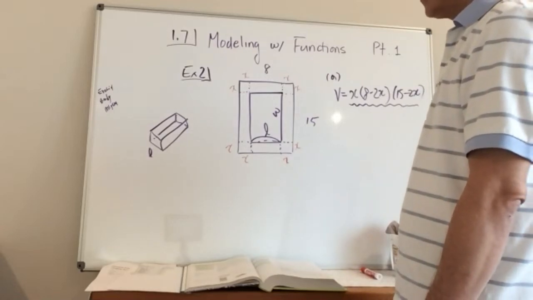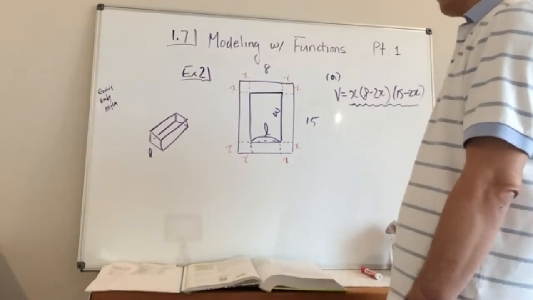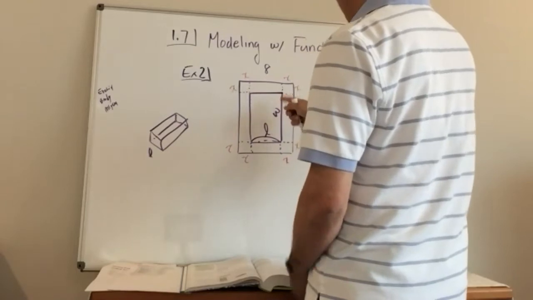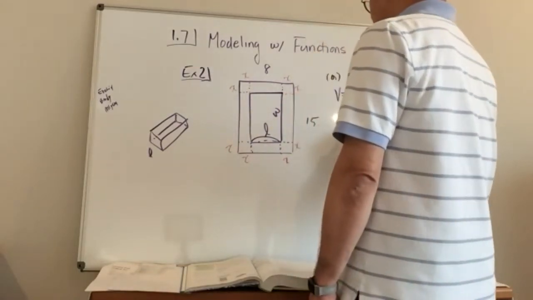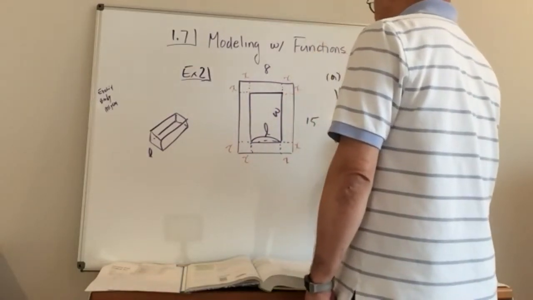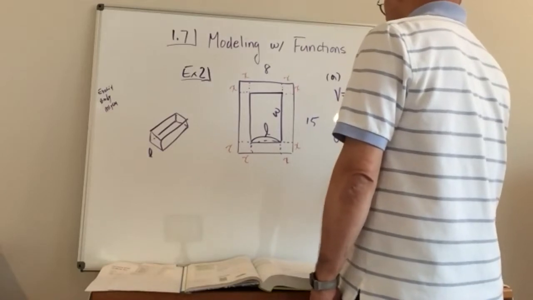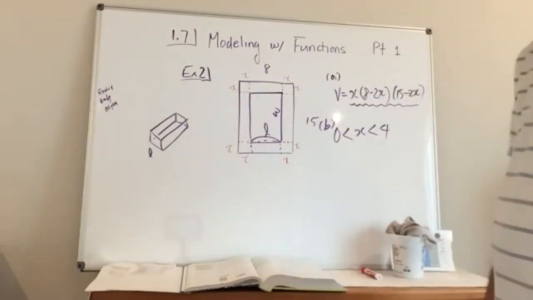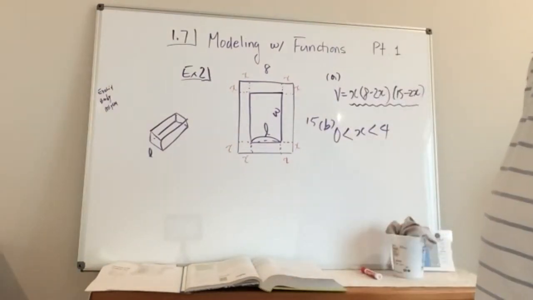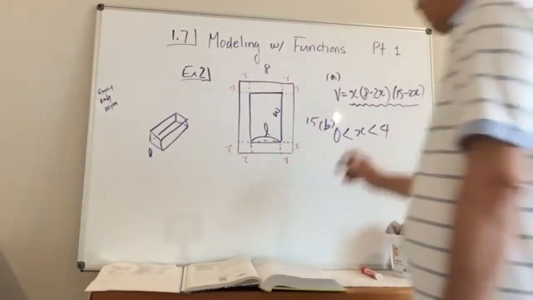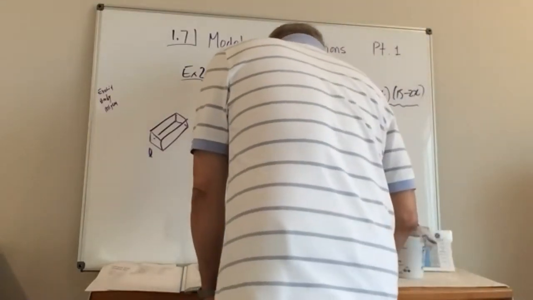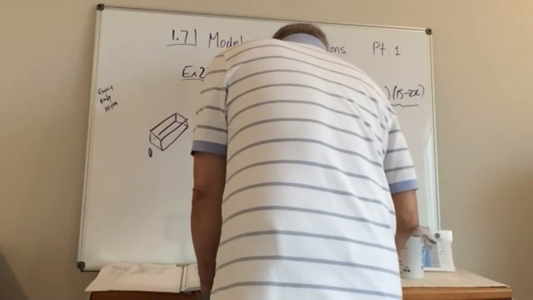Anybody? 4? 4, exactly, right? Because that would be half of 8, right? So 4. So in other words, X has to be this. This is the domain, right? Okay? This is the domain. Okay? And then C, graph V as a function of X.